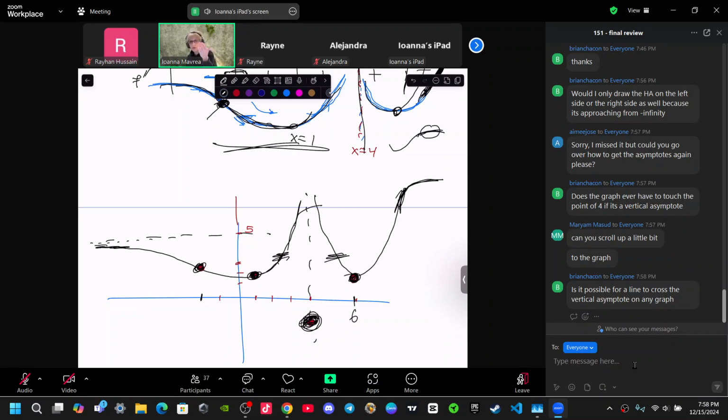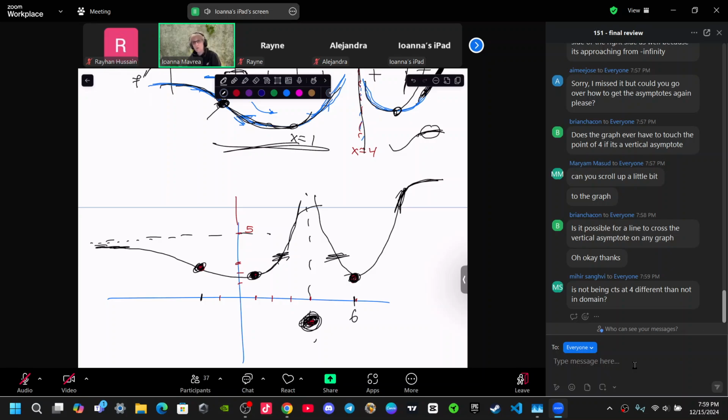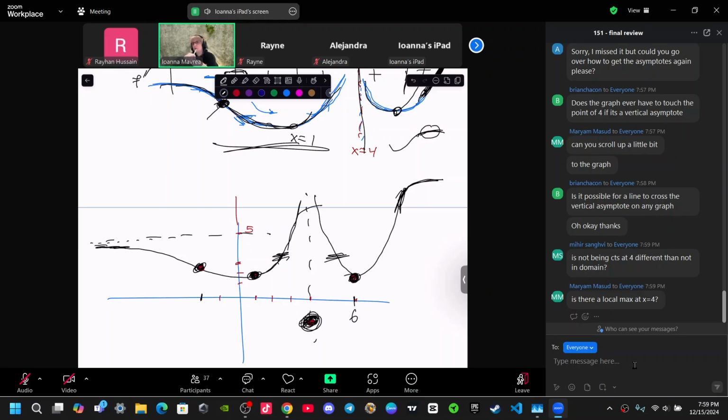The graph won't cross it. If it crosses it, there's no asymptote. The graph is not afraid of it, right? The graph won't cross it. So to the left and to the right, it won't go through it, but there could already be something there. Yes, not continuous doesn't mean it's not in the domain. Exactly. Not continuous means that you could have a jump, either a big jump or a little jump. That point could still be part of the domain.